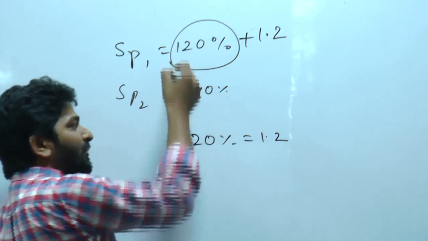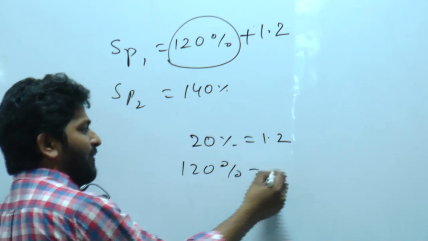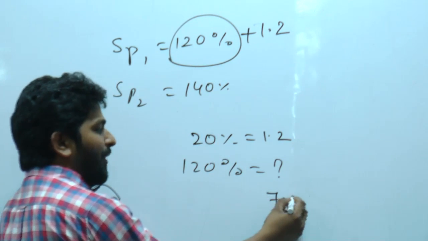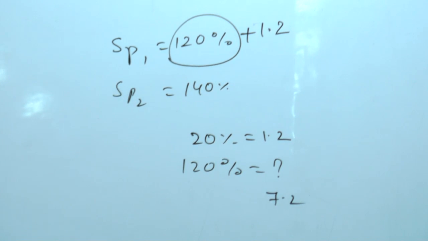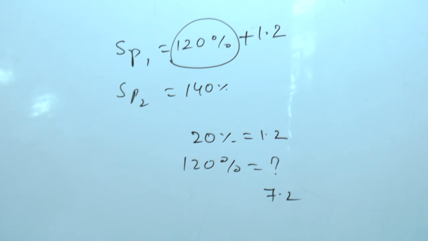Initial selling price is 120%. 120% is equal to how much? 6 times 1.2 is 7.2. Quantity 1 is 50. Quantity 2 is 7.2. So quantity 1 is more than quantity 2.